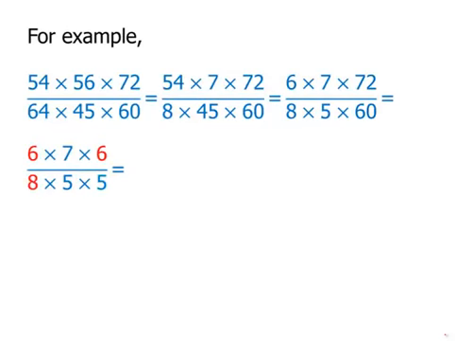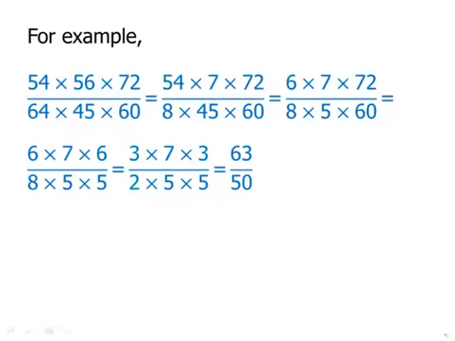Then this is tricky. The 8 has several factors of 2 in it, so I'm going to cancel a factor of 2 in each one of the 6's. That means each 6 goes down to 3, and I've canceled 2 factors of 2, so the 8 gets divided by 4 and goes down to 2. Well, now I can just multiply across, and I get 63 over 50. And that is the simplified version of this product.